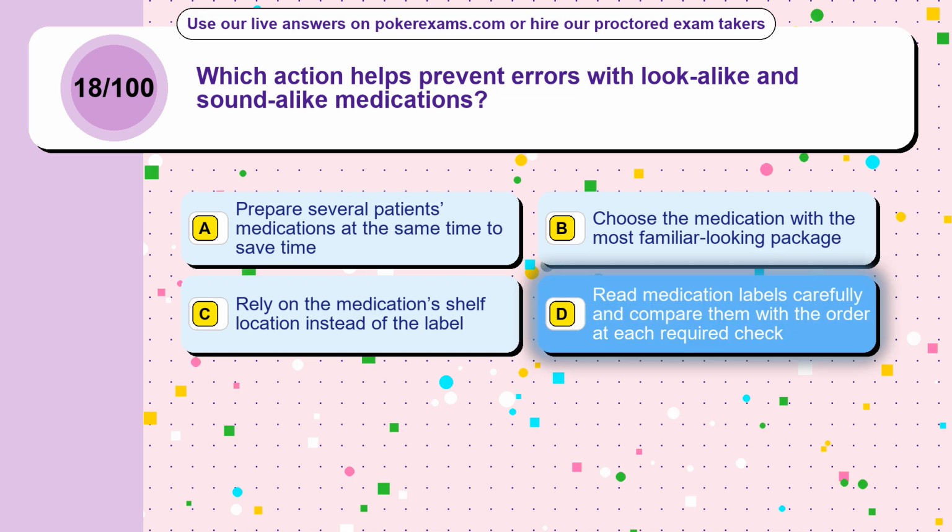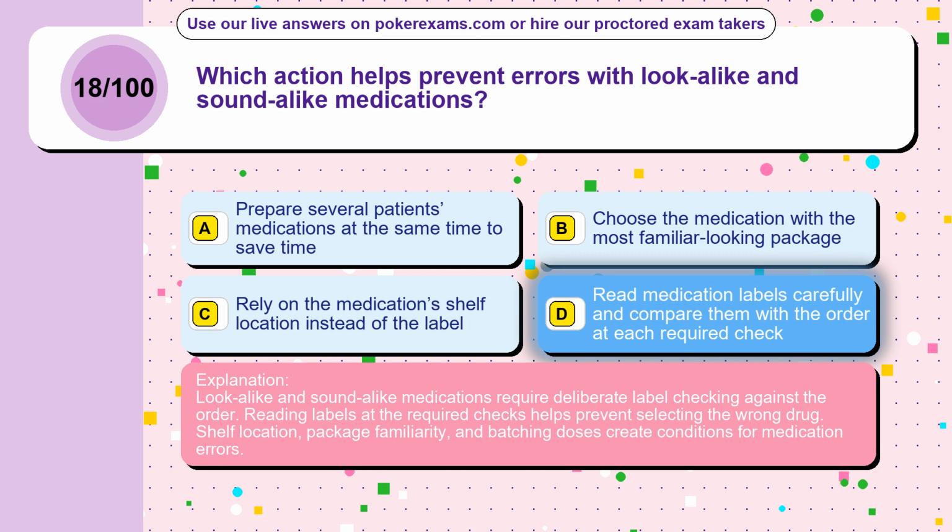Read medication labels carefully and compare them with the order at each required check. Lookalike and soundalike medications require deliberate label checking against the order. Reading labels at the required checks helps prevent selecting the wrong drug. Shelf location, package familiarity, and batching doses create conditions for medication errors.